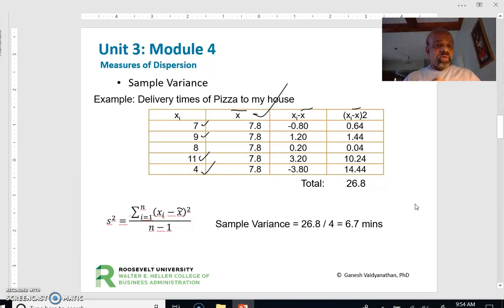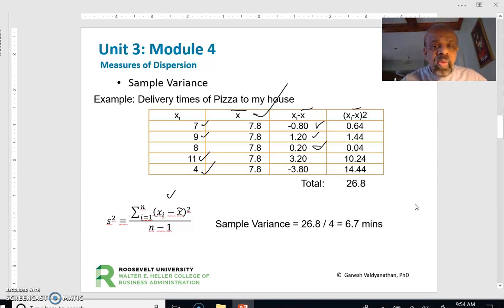So how do I work on this? I have to use this formula. How do I use this formula? First thing I'm going to do is take xi minus x bar. So for each xi, which is 7 and 7.8, this is my minus 0.8. 7 minus 7.8 is what I'm calculating. 9 minus 7.8 is 1.2. 8 minus 7.8 is 0.2. So on and so forth.